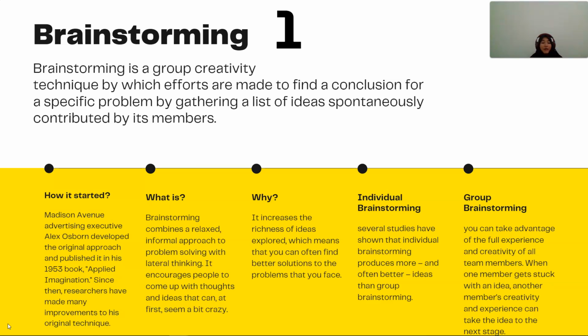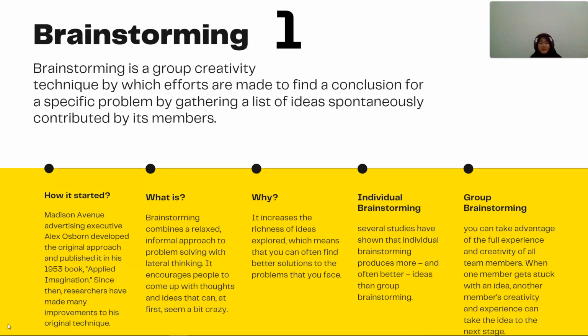So how it started. Actually, Madison Avenue advertising executive Alex Osborn developed the original approach and published it in his book in 1953. And what is it about? Brainstorming combines a relaxed, informal approach to problem solving. So basically you have a discussion with your team members to get ideas, which is a very informal activity, right?